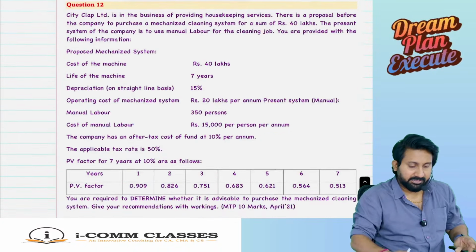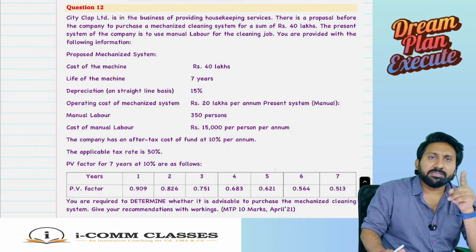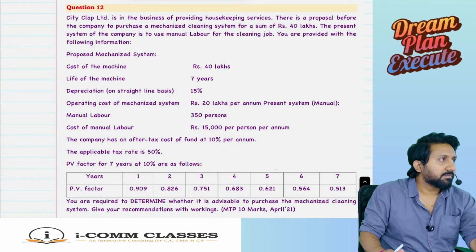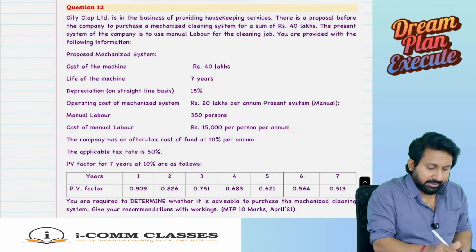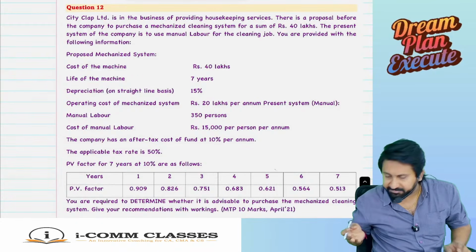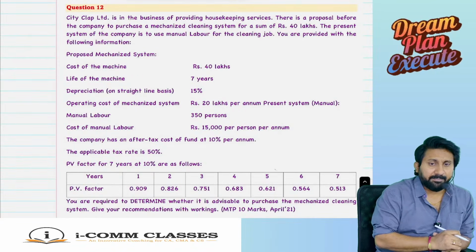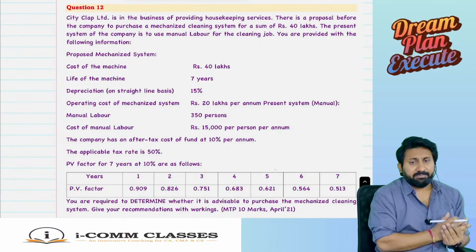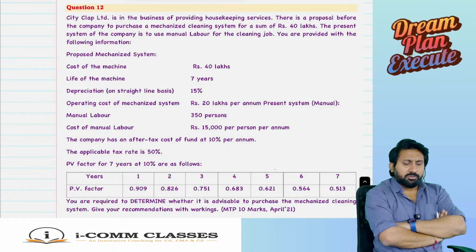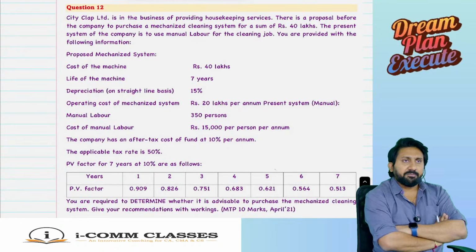Okay. See here. Please, I am telling you again and again, capital budgeting is the most important chapter. Please listen carefully. City Clap Limited is in the business of providing housekeeping services. There is a proposal before the company to purchase a mechanized cleaning system for a sum of rupees 40 lakh. The present system of the company is to use manual labor for the cleaning job. You are provided with the following information.